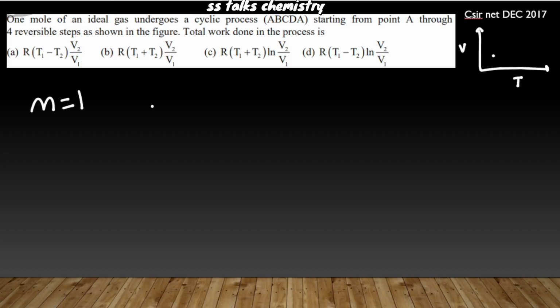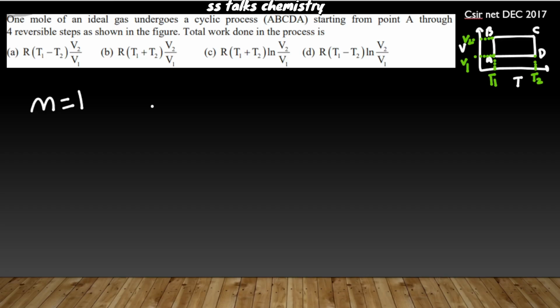So this is the point A. From A you are going to B, from B to C, and from C to D. This is the plot which has been given. The volume and temperature conditions have also been given. This is the volume V1, and this is the volume V2. This is at temperature T1, and this is at temperature T2.